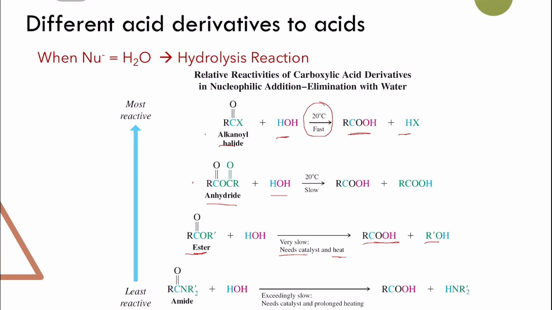Finally, the amide, which is the least reactive. With water, the reaction is exceedingly slow and it will need a catalyst and prolonged heating. It doesn't proceed smoothly with water, but needs a lot of time and a lot of catalyst to regenerate the acid and the amine, depending on which amine we used to prepare the amide. If you started off with a tertiary amide, you're going to end up with a secondary amine. If you started off with a secondary amide, you're going to end up with a primary amine. And then there is the primary amide itself and ammonia.